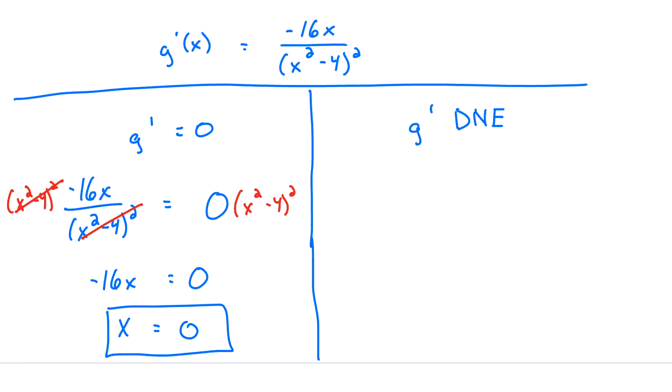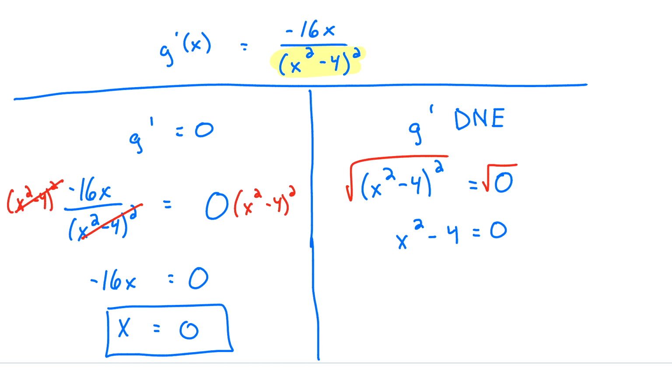So now I need to think about places where the first derivative does not exist. The thing I'm worried about, again, is that I've got this rational function, and I'm worried about that denominator being 0. So I'm going to take that denominator, x squared minus 4 quantity squared, set it equal to 0, and we'll solve for x. I can start by taking the square root of each side. On the left-hand side, I just end up with x squared minus 4. And on the right-hand side, the square root of 0 would be 0. So again, we can solve this using square roots one more time. x squared equals 4, and then I end up with x equals plus and minus 2 once more.